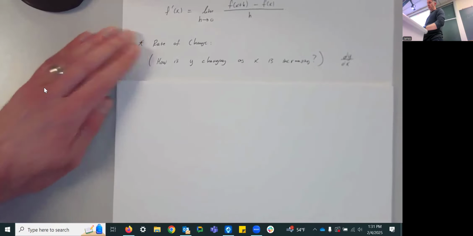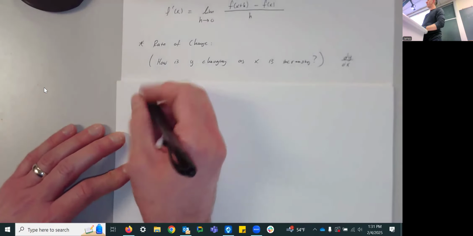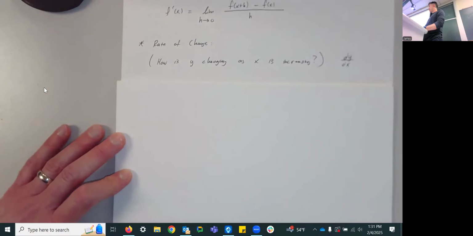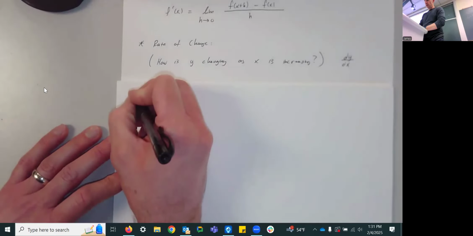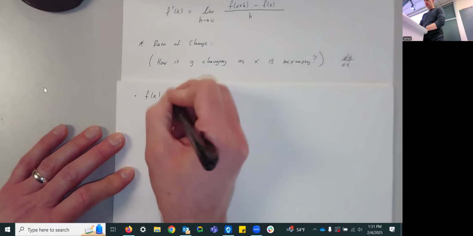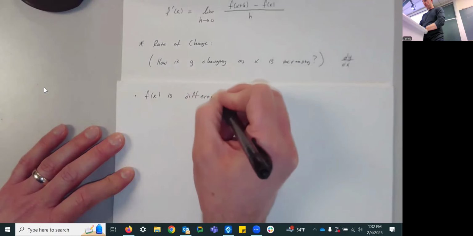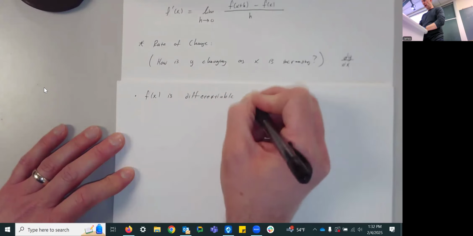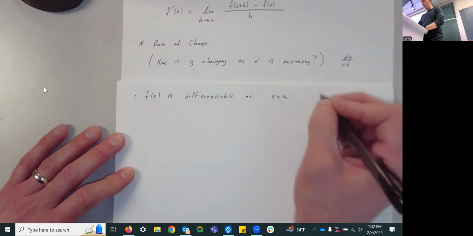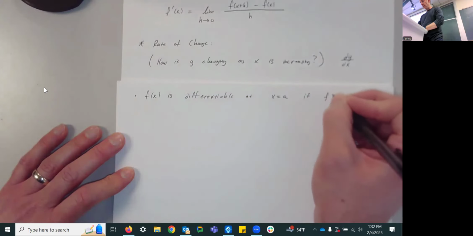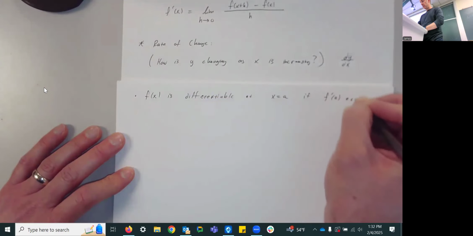So actually, let's talk about whether a function is differentiable or not. So f of x is differentiable at x equal to a if f prime of a exists.